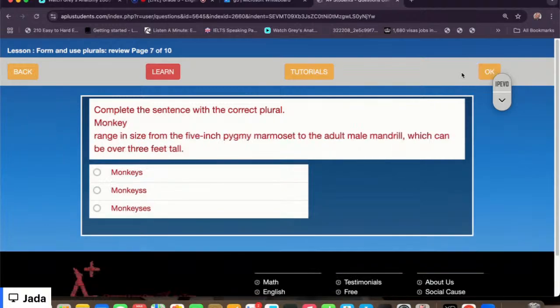Okay. So, monkey range in size from the 5-inch pygmy marmosets to the adult male mandrill, which can be over 3 feet tall. What is the correct plural here? All right, so monkeys.